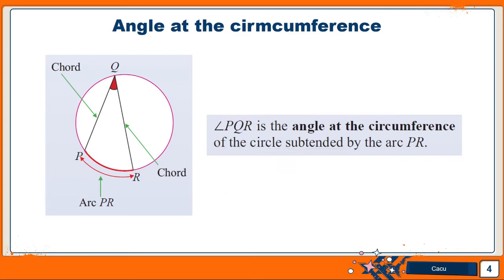To identify it, you just refer to the arc, and from the two end points of that arc, there will be lines pointing at the circumference. So this is the angle at the circumference. For example, I can build another one from P and from R, the same arc. So this is also the angle at the circumference by arc PR. Therefore, for the first one, we have angle PQR, the angle at the circumference of the circle subtended by arc PR.